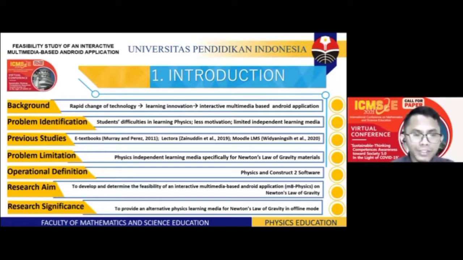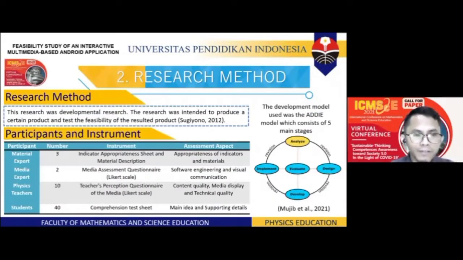Second point is research method. This was developmental research using the ADDIE model consisting of analyze, design, develop, implement, and evaluate. The research was intended to produce a certain product and test the feasibility of the resulting product. There are 4 kinds of participants in this research: 3 material experts, 2 media experts, 10 physics teachers, and 40 students. The detail for instrument and assessment aspect can be seen in this table.